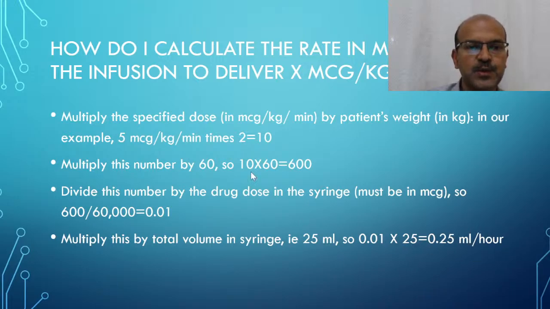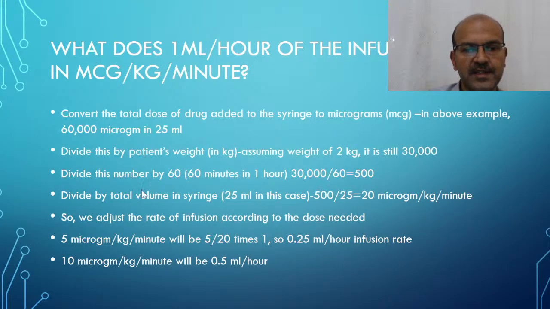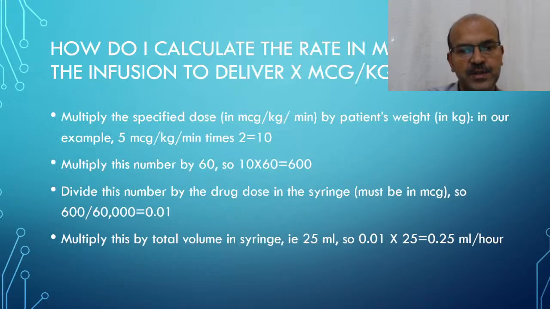So this gives you the same as we got earlier. So for 5 microgram, it's 0.25 ml per hour. So it's basically reversing the same process. All you need to understand is that you need to know the total drug dose in the total volume, and then you get the ml per hour, and according to that you can calculate the dose that the patient needs to receive.